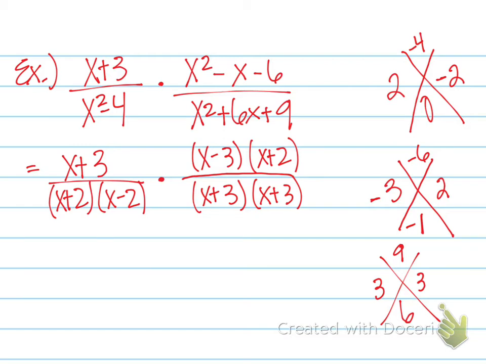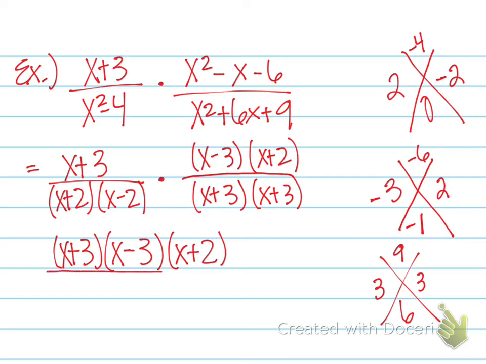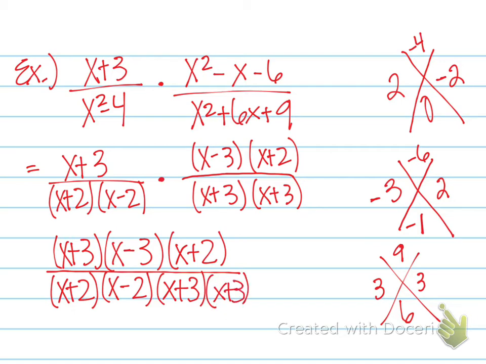We've factored. Now, the second and the third step, we're supposed to multiply. But what do we write? We squish them together. So on the top, we have x plus 3, x minus 3, and x plus 2. On the bottom, we have x plus 2, x minus 2, x plus 3, and x plus 3.